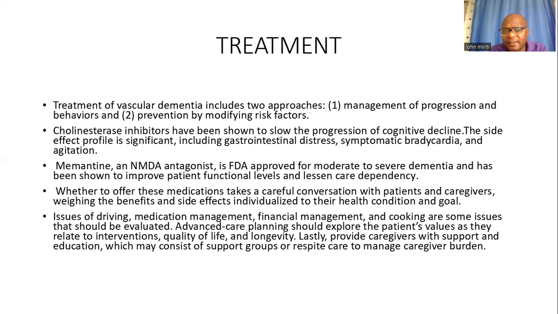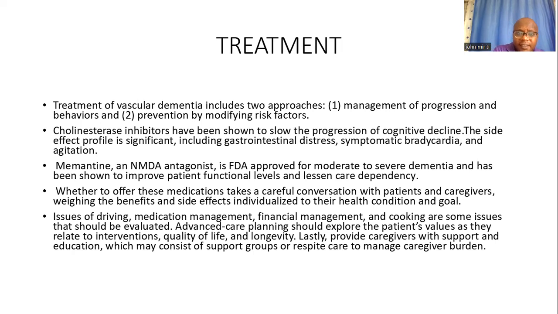Let us look at treatment. Treatment of vascular dementia includes two approaches. Number one, it depends on management of progression. You have to manage this disease from progressing, and also the behavior, and also prevent it by modifying risk factors. So you work on preventing this disease from progressing in terms of the behavior and the disease, and also the modifiable factors like blood pressure, diabetes, hyperlipidemia, tobacco use, all those ones. You have to focus on them.